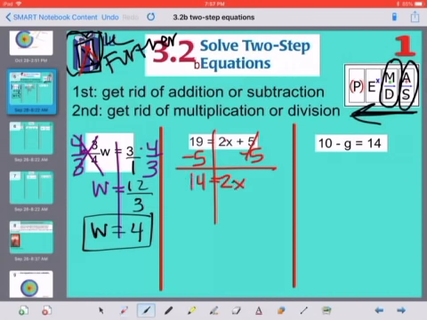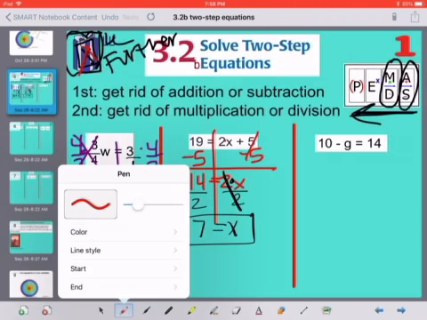And then the opposite of multiplying by 2, those are touching, remember that means multiply. The opposite of multiply is divide. 2 divided by 2 is 1, so we have 1x, or just x. 14 divided by 2, or half of 14, is 7.